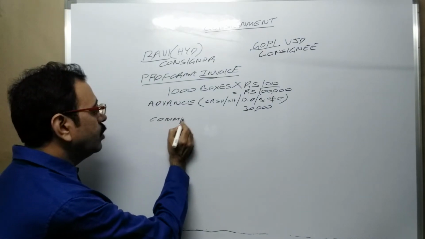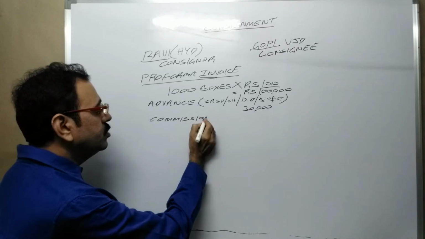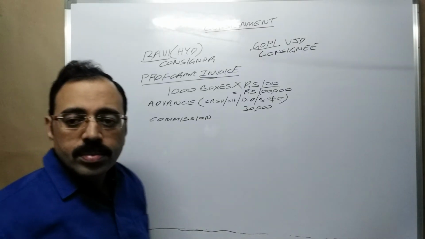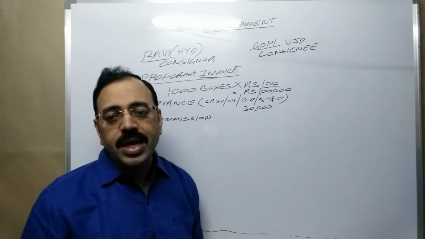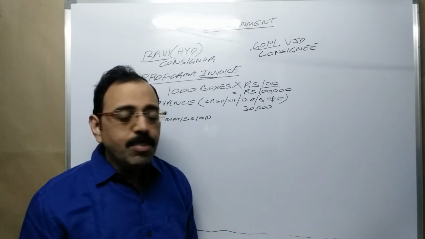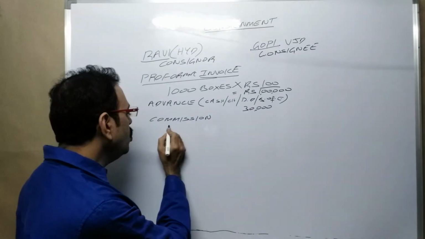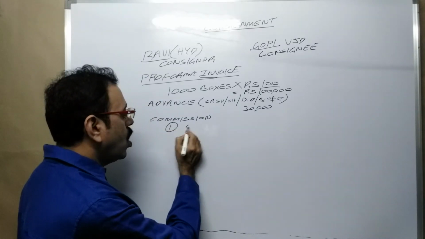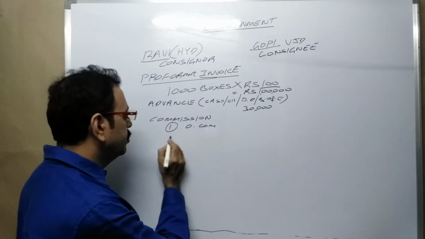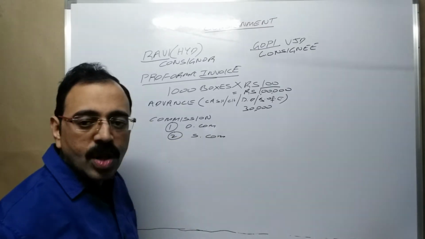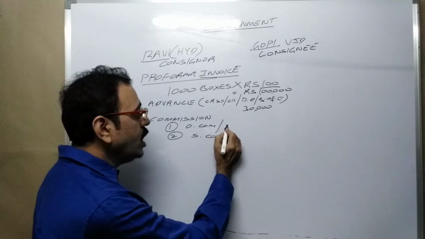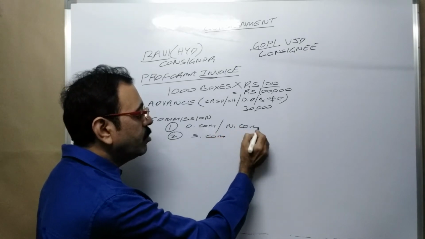Then next topic is about commission. Who pays to whom? Consignor pays commission to consignee. This commission is divided into two types: ordinary commission, special commission. Ordinary commission is also known as normal commission.